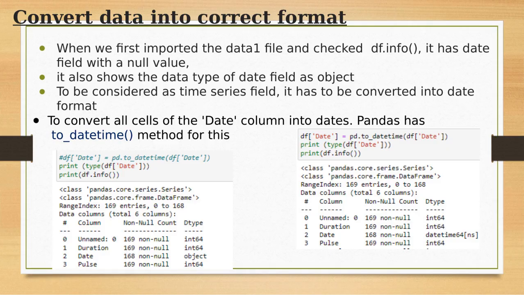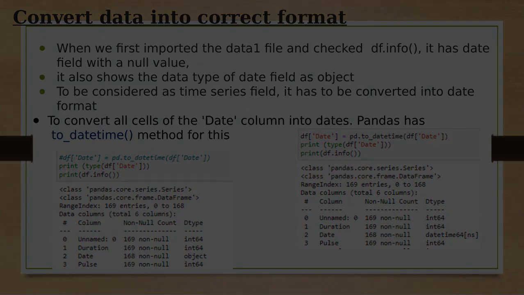After conversion, if we execute df.info again, we will notice that the data type changes from object to datetime64[ns]. This tells us that Pandas now recognizes the column as a true date field. Converting columns to their appropriate data types is an essential data cleaning step because it improves both performance and accuracy when analyzing data.